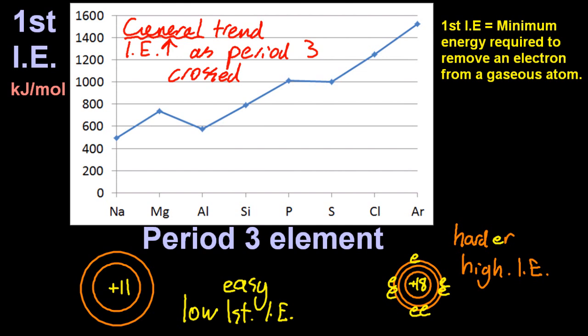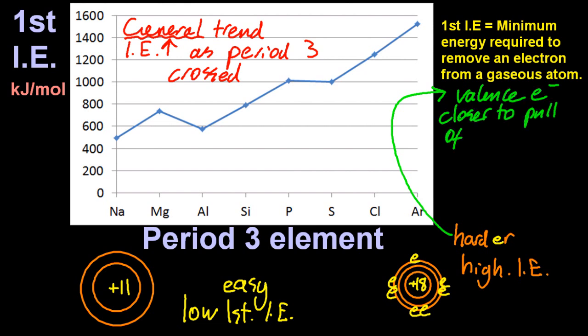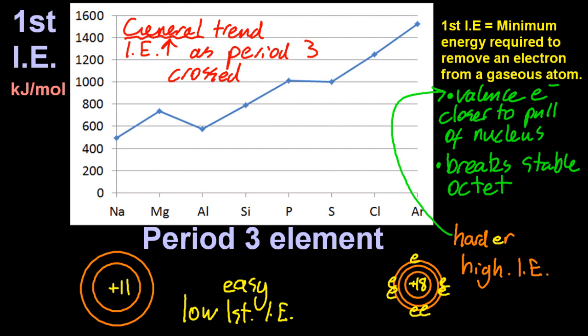So a higher energy you can think of as harder, and a lower energy as easier. So to reiterate, it's harder to pull the electron off of argon because the valence electron's closer to the pull of the nucleus. That's the IB preferred answer. You're also breaking a stable octet, but the IB doesn't normally give a point for that, so I wouldn't give that if I was you.